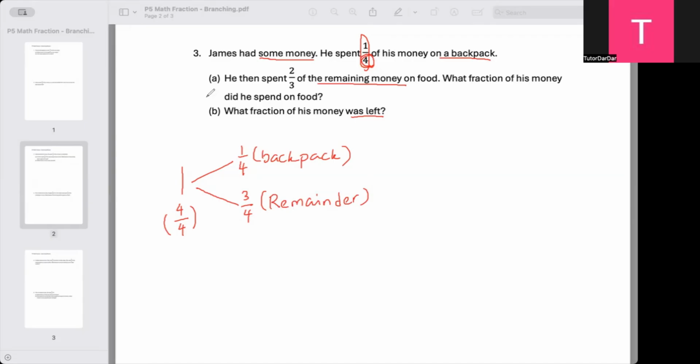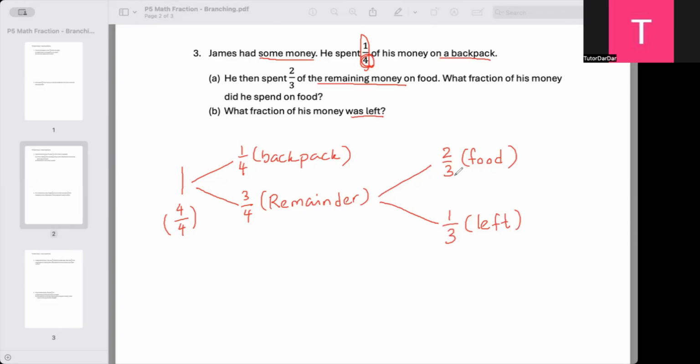So now, let's read A. He then spent 2/3 of his remaining money on food. So from the remainder, he will spend 2/3 on food. Okay, so what is left? Don't always leave this blank. We fill up the whole thing to make sure it's one whole. So here, 2/3. So you must be left with 1/3. Why? Because 2/3 plus 1/3, you will get back the one whole.